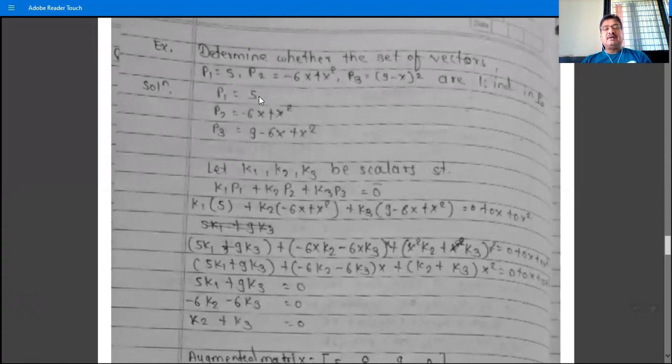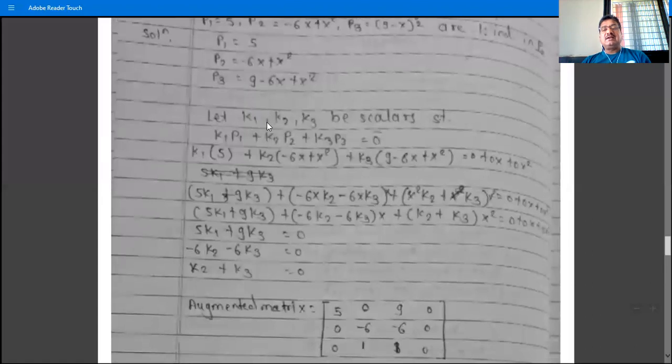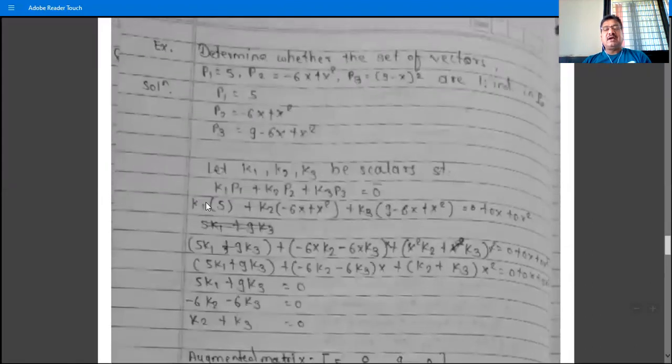So there are three vectors. Take three scalars. Let k1, k2, k3 be scalars such that k1 p1 plus k2 p2 plus k3 p3 is equal to 0. So after all these examples of linearly dependent and independent, what is your observation?